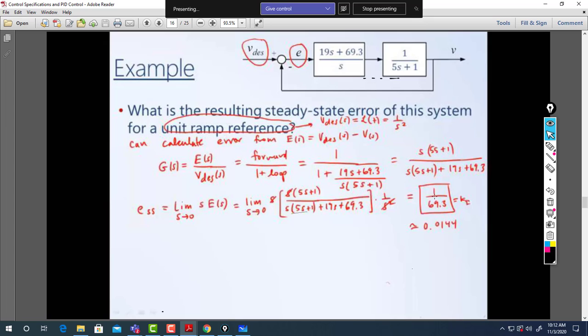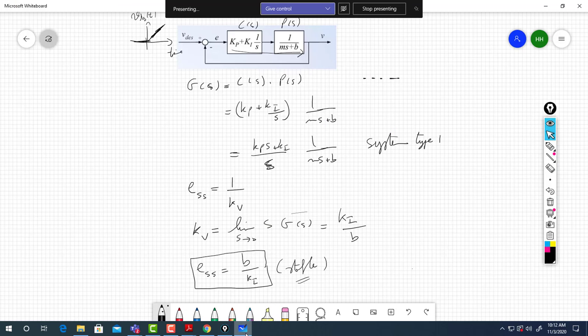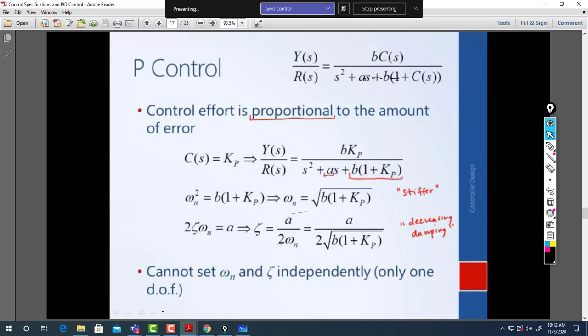So he has B equal 1 and Ki equal 69.3. Now we start the identification. First, he took that system as an open loop system, B over S2 plus AS plus B.